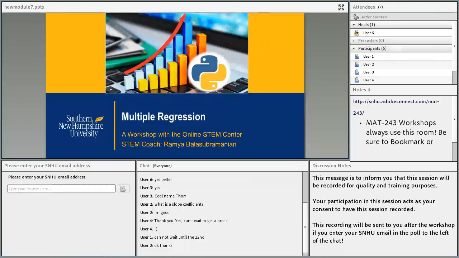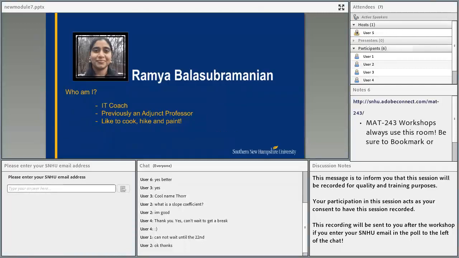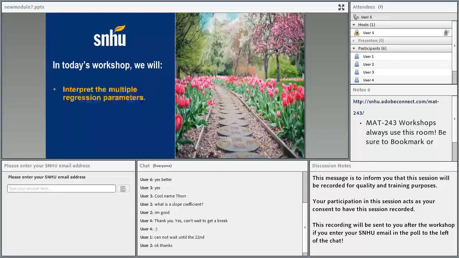So tonight we're going to continue multiple regression. I'm Ramya, I'm the IT coach. And tonight we're going to be doing interpretation of the multiple regression parameters. And then we'll perform some tests for the multiple regression parameters.